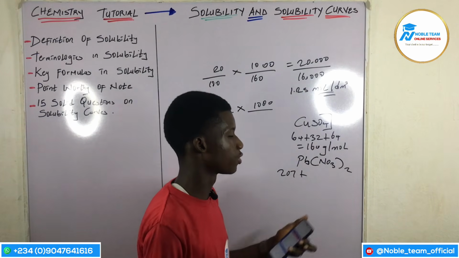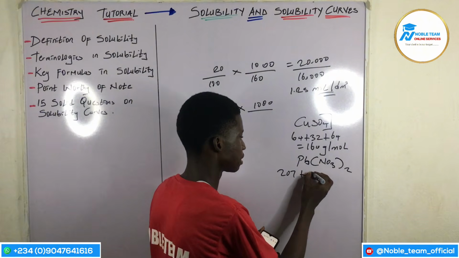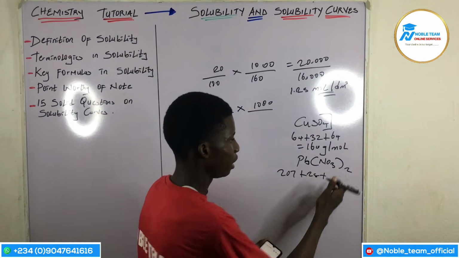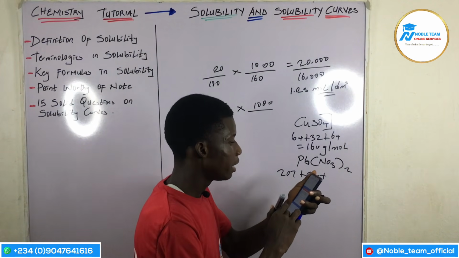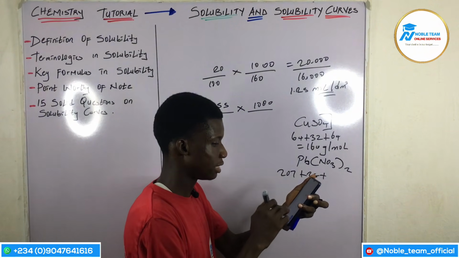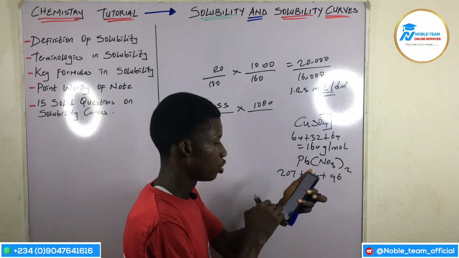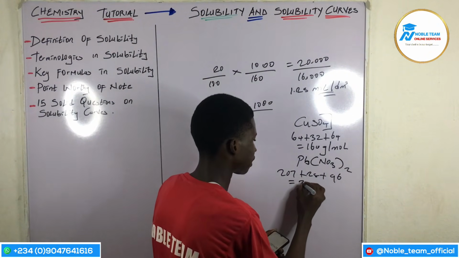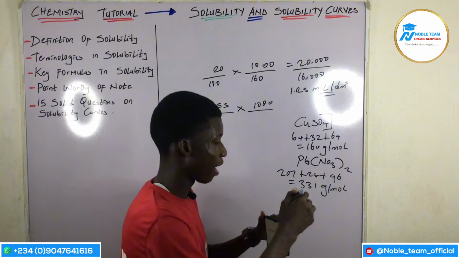plus nitrogen. The molar mass of nitrogen is 14. Now, 14 multiplied by 2 will give us 28. Plus, then we have, take note of this, 3 multiplied by 2, which is 6. Then 6 times 16 is 96. Then let's sum it up. 96 plus 207 plus 28 is what? 331 gram per mole. I hope you understood how I arrived at this.